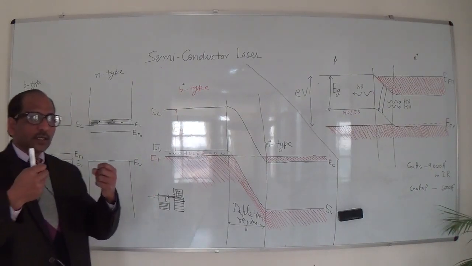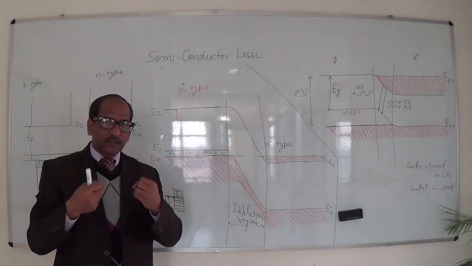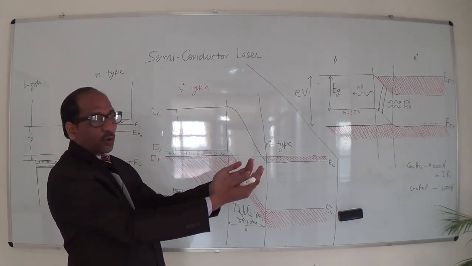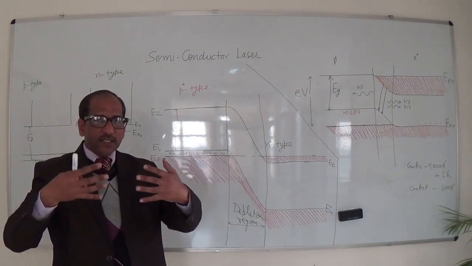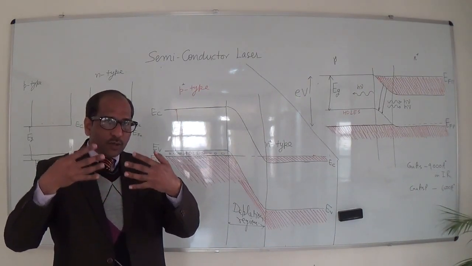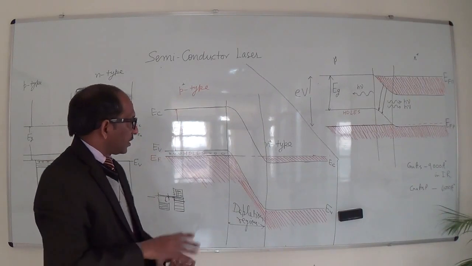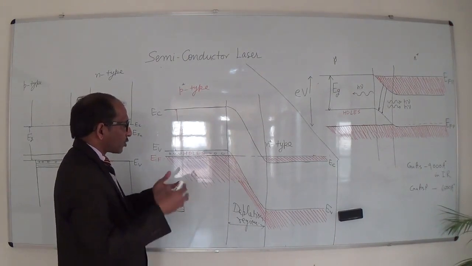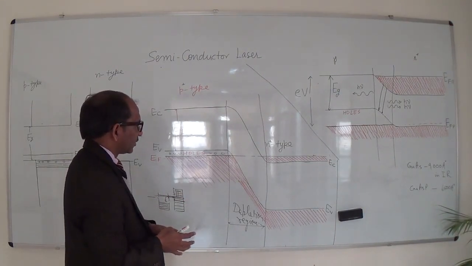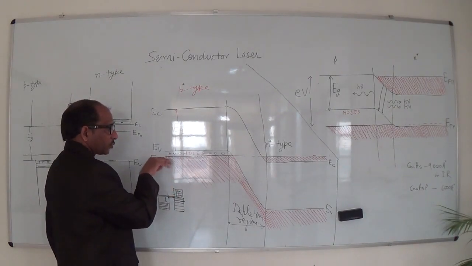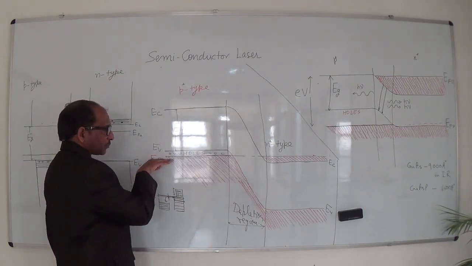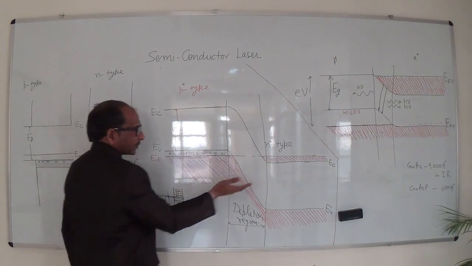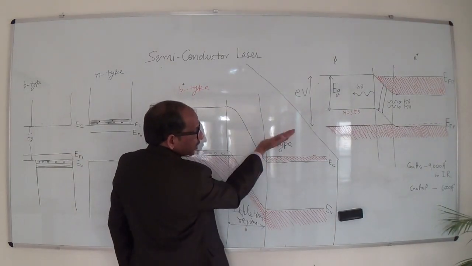When we join the P and N junction, electrons start to flow towards the P side and holes towards the N side, and as a result, near the junction, electron-hole recombination takes place. After some time, we observe that there is no more flow of current, no more electron-hole recombination. That situation corresponds to this concept. Here the Fermi energy level towards the P side is just below the valence band, and here the Fermi energy level is just above the conduction band.